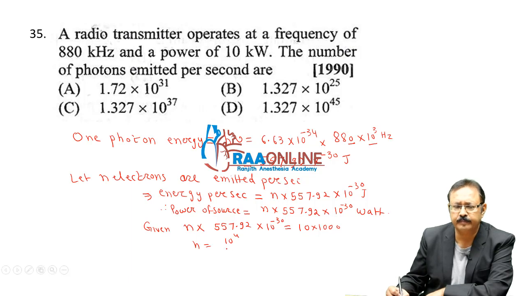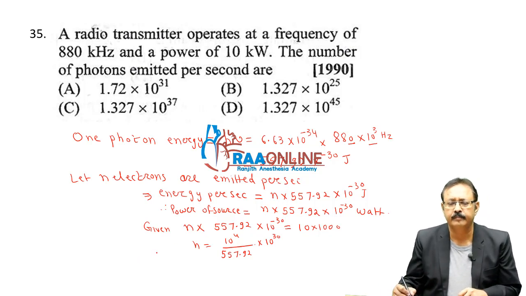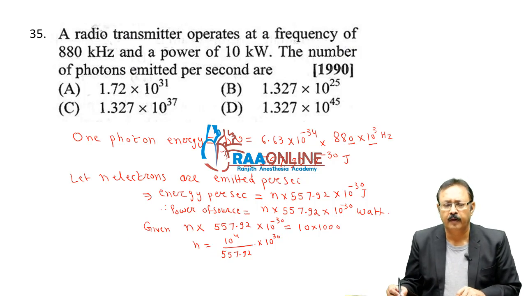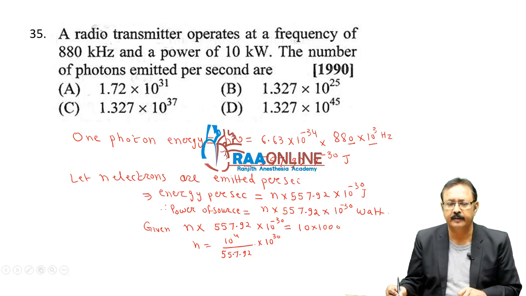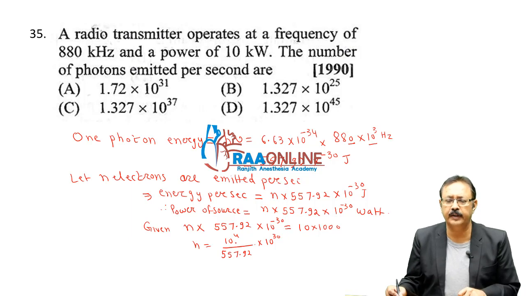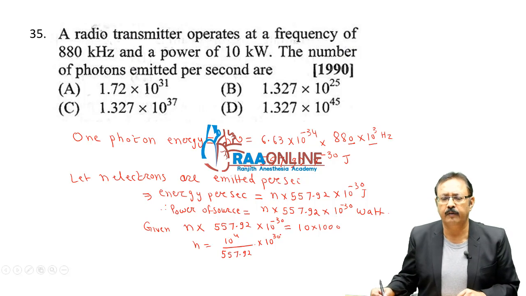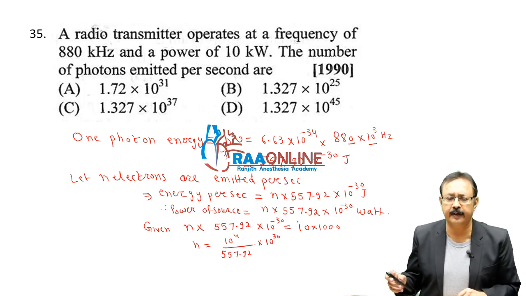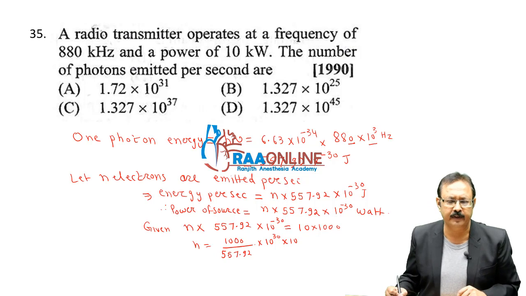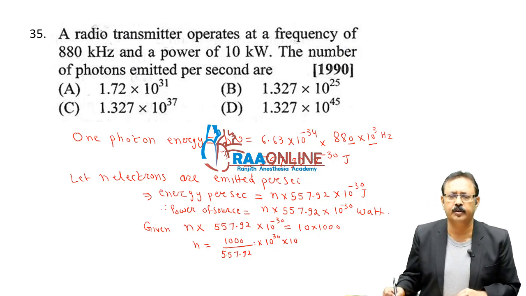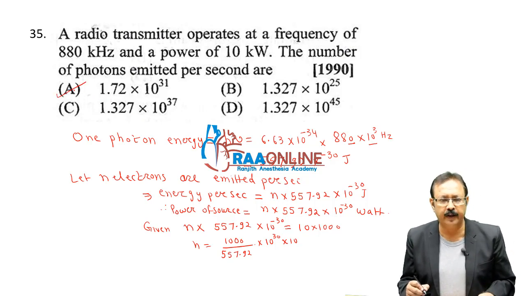n is 10 to the power 4 divided by 557.92 into 10 to the power minus 30. Take it in the numerator, it will become plus 30. So what we are getting now, take 557, take 2 zeros with 10, it will become 1000. 1000 into 10, so we can write 10 to the power 4, this upon 557, so less than 2 and power is 31, so we will go with option A.